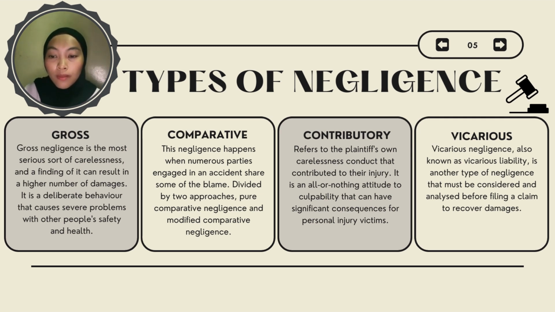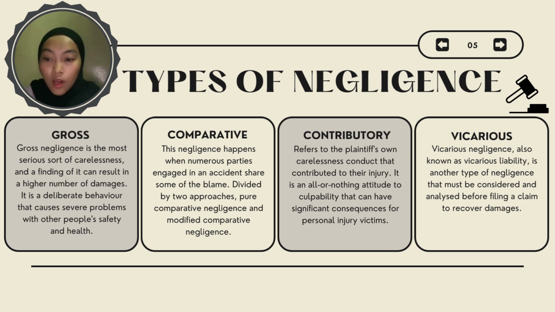So I will explain the discussion part, which starts with my part on types of negligence. So the first type is gross negligence. Gross negligence is the most serious sort of carelessness, and a finding of gross negligence can result in a higher number of damages. So gross negligence is a deliberate behavior that causes severe problems with other people's safety and health. This type of behavior is dangerous.